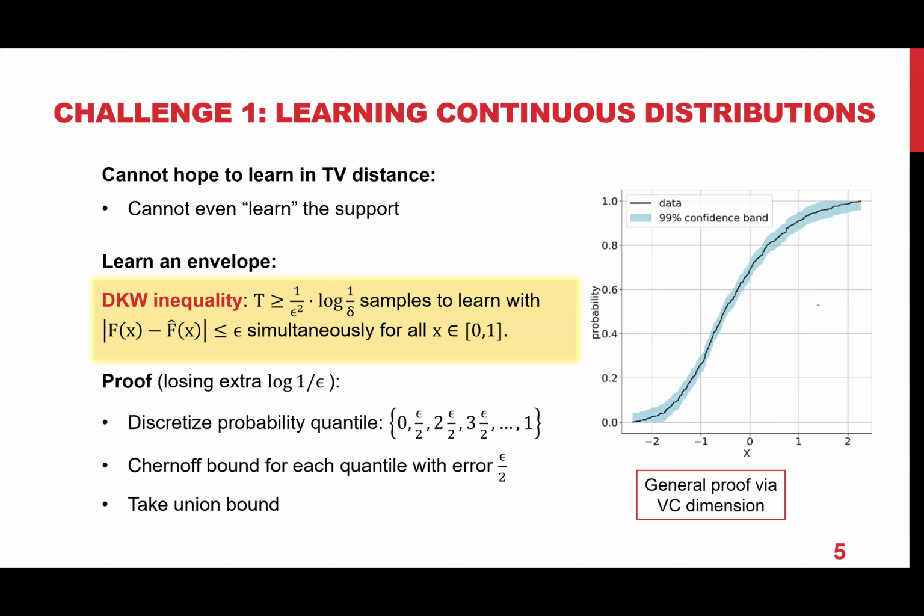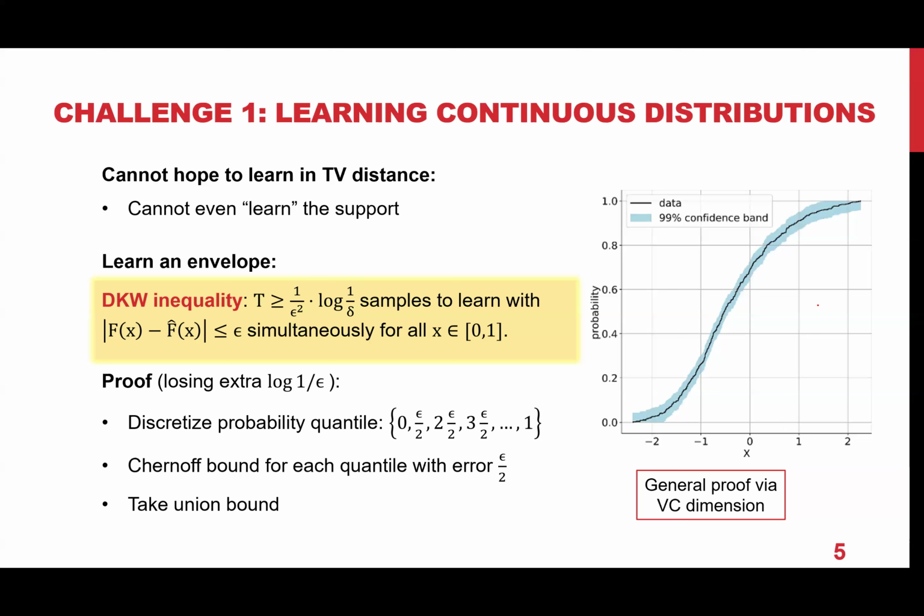I cannot hope to learn the distribution to a small TV distance, but I can hope to learn this distribution in this additive CDF approximation. The question now is, is this approximation good enough for our stochastic problem? If I learn each individual distribution within this approximation, can I do something about our stochastic problem, or for what class of stochastic problems does this suffice? Any questions?